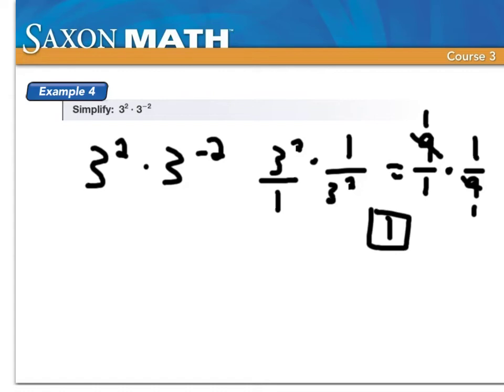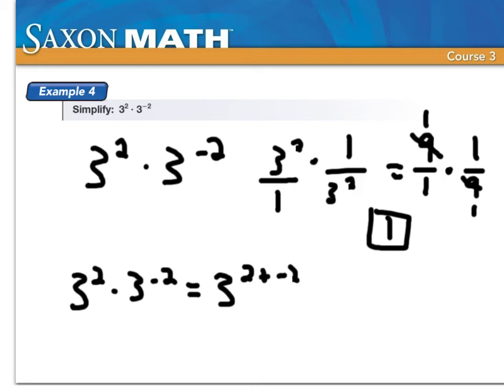Okay, we can also do this using the exponent rules that we learned, where we're taking the same base and multiplying together. So this is the same as 3 to the 2 plus negative 2 power. And that's the same as 3 to the 2 plus negative 2, which is 0. And we know that anything to the 0 power is 1. So there's two different ways of solving the same exact problem. You can pick whichever method you feel most comfortable with.